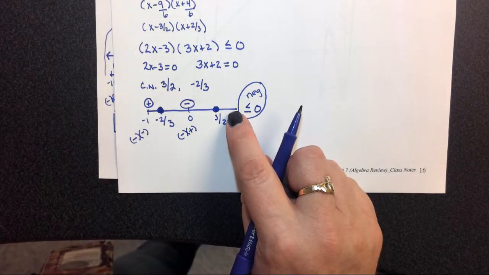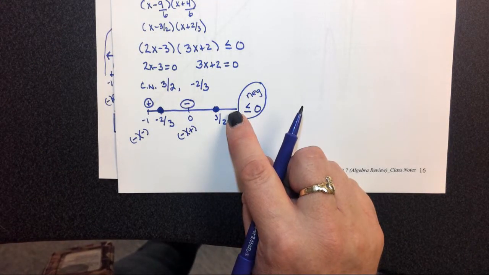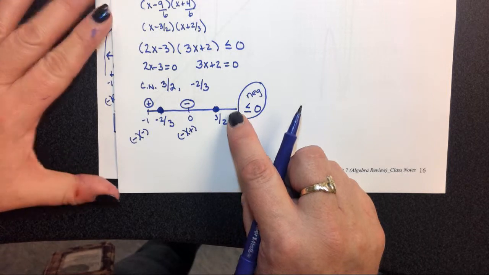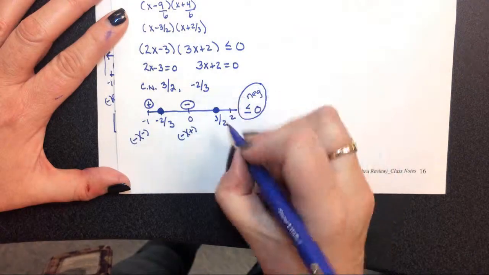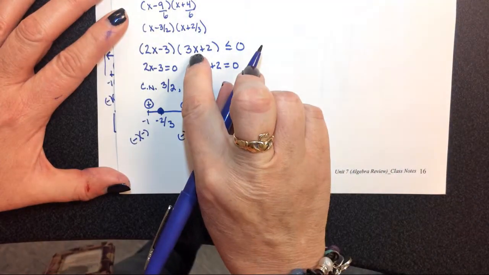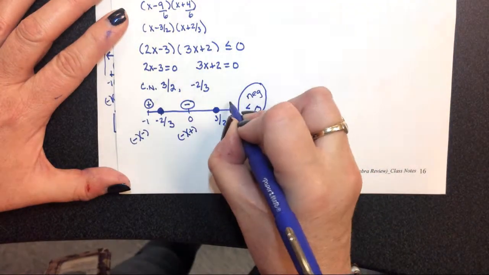Now remember, 3/2 is equivalent to 1 1/2. So what's a good number bigger than 3/2? 2. 2 times 2 is 4. 4 minus 3 is positive. 2 times 3 is 6. 6 plus 2 is positive. So I know this is positive.